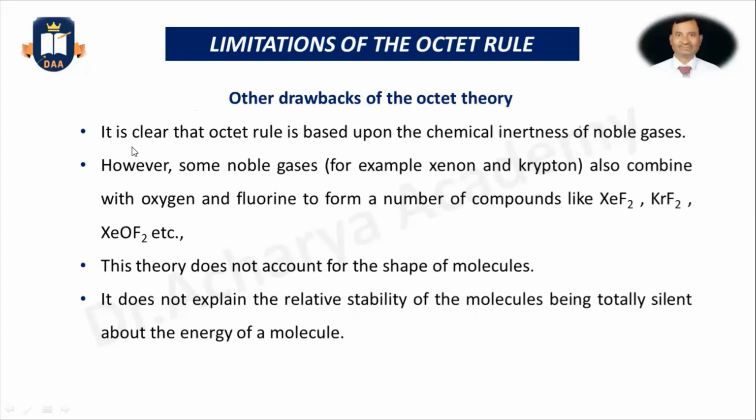Other drawbacks of the octet theory. It is clear that the octet rule is based upon the chemical inertness of the noble gases. In the previous class, I already discussed it. The octet rule is followed due to the fact that the atoms during the formation of molecules want to attain the electronic configuration of a noble gas, which is chemically inert.